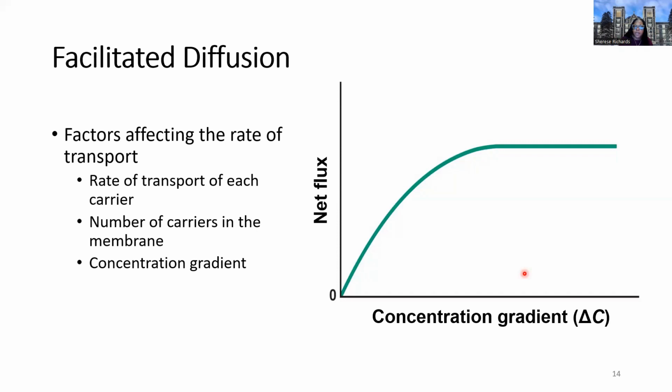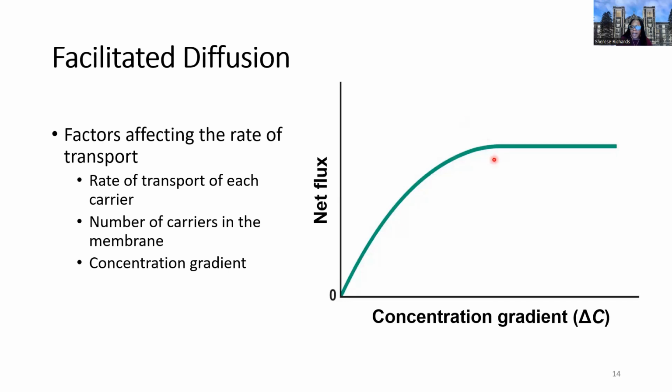The second factor, the number of carriers in the membrane. And here we can think about upregulating carriers or downregulating carriers depending on the state of the cell. So we can increase the number of these carriers in the membrane, and then we can decrease the numbers as well, and that can determine the rate of facilitated diffusion. Thirdly, the concentration gradient. Now, the concentration gradient is going to matter to a point, right? And we'll see that the shape of our curve here is different than the graph that we saw for simple diffusion. Why? Because the carriers can be maxed out.